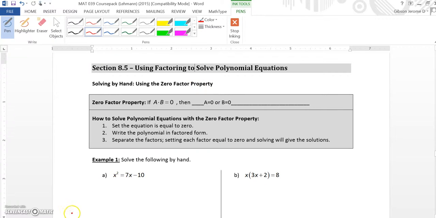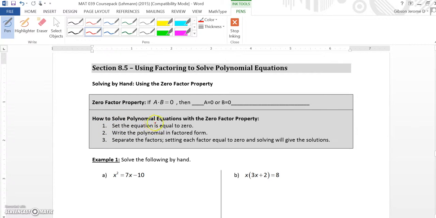Hello class, we're about to start section 8.5, using factoring to solve polynomial equations. Solving by hand using the zero factor property. Zero factor property: if a times b equals 0, then a is equal to 0 or b is equal to 0, to make this equation equal 0.